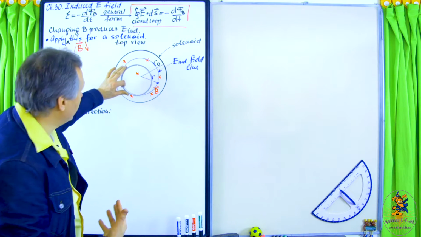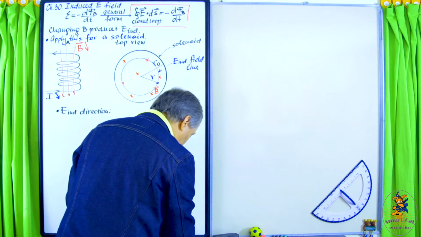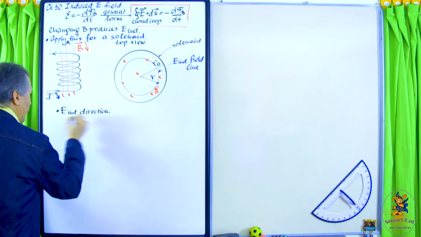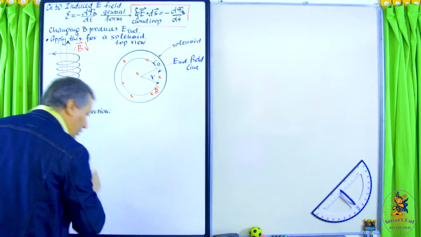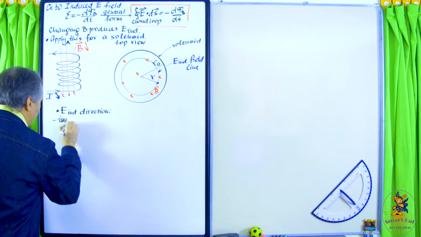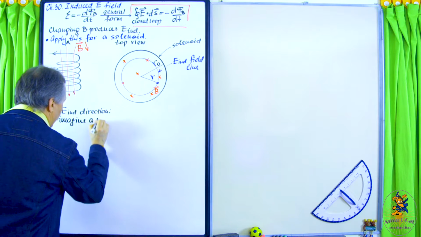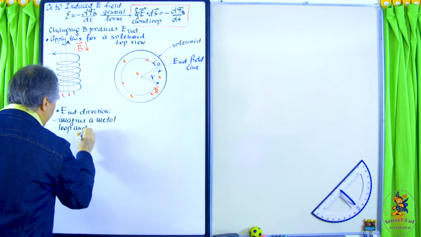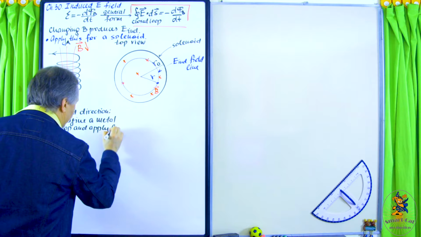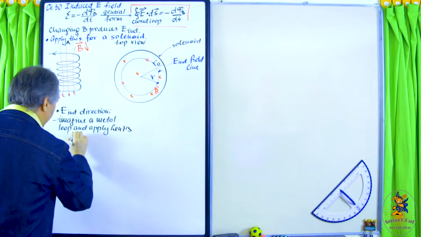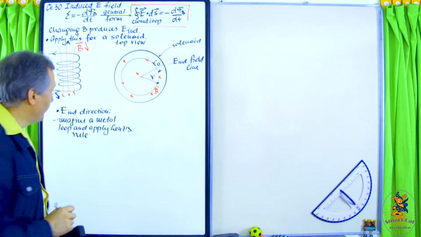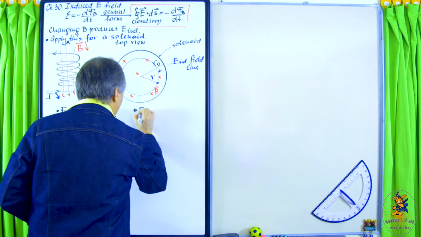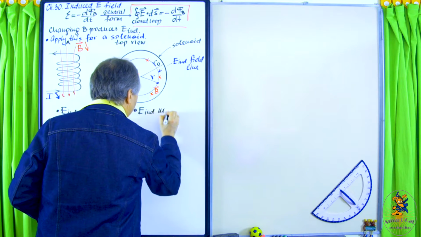induced electric field, right? So in this case, of course we can apply that, but I will just write how to find the direction. Imagine a metal conducting loop and apply Lenz's rule. Right. Very simple. So that's the direction. Now the second part. What about magnitude? E induced magnitude.